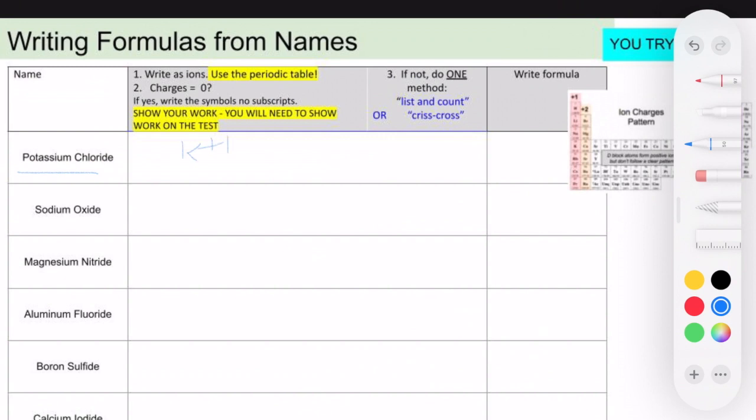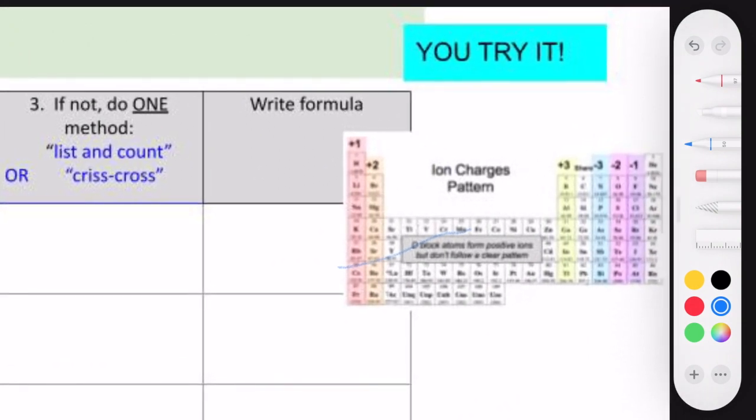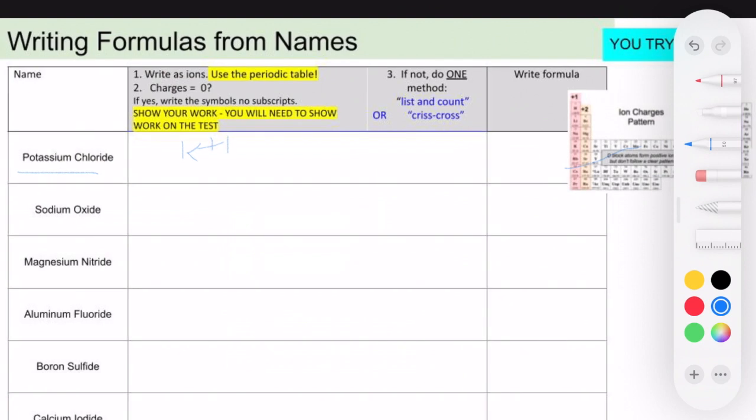+1. And then chloride, if I look for chloride, I'm not going to find it exactly, but I will find chlorine, which is Cl. Remember the anion changes to ide, so Cl -1. And then I ask myself, do the charges add up to 0? +1 and -1 do add up to 0, so that means that I already know the ratio, it's a 1-to-1 ratio. And so I'm going to write in the box here, KCl, with no subscripts because that means 1. I'm showing my work by writing the charges, and that's enough here.